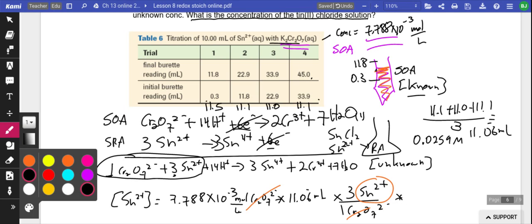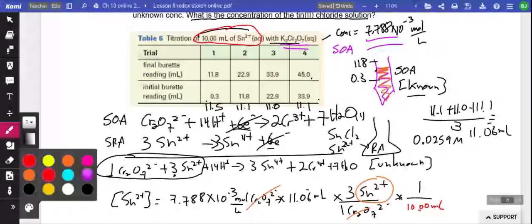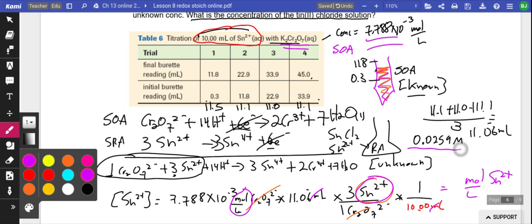Okay, so right now I have the moles of tin 2 plus, but I need per liter. So 1 over, and what is my volume of tin 2 plus? It's right here. Let's color code it. 10 milliliters of tin 2 plus reacted. Okay, the milliliters cancel, and we are left with moles per liter of tin 2 plus. Plug all that into your calculator, and I believe you get this answer. 0.0259 moles per liter of tin 2 plus.